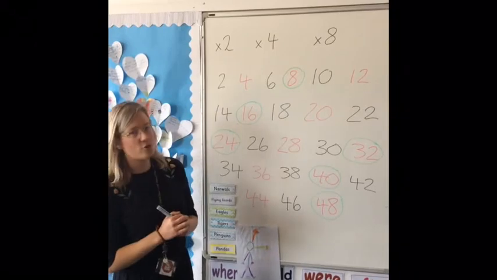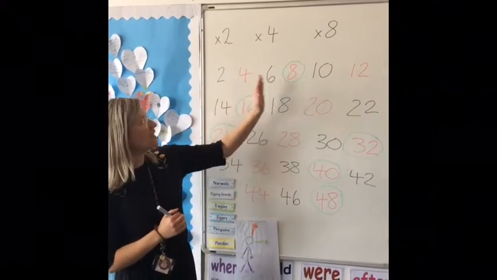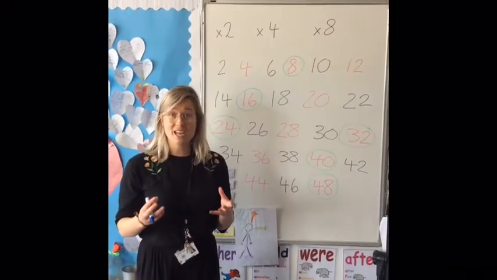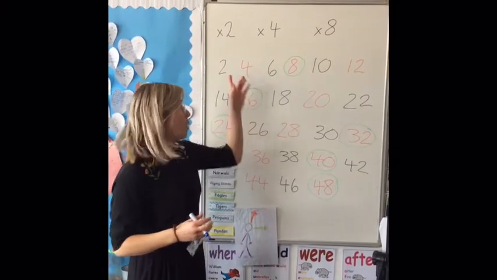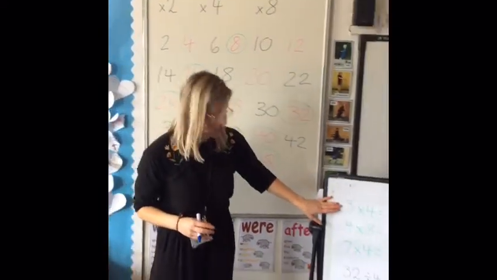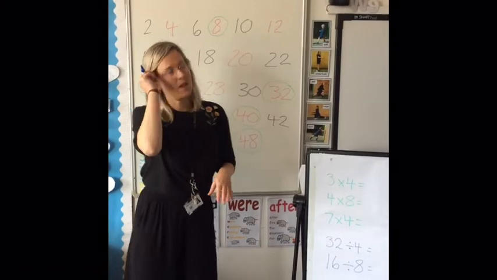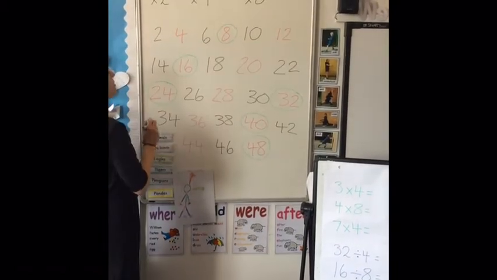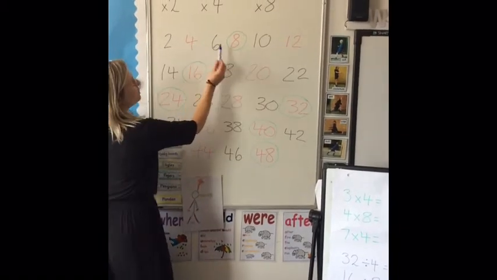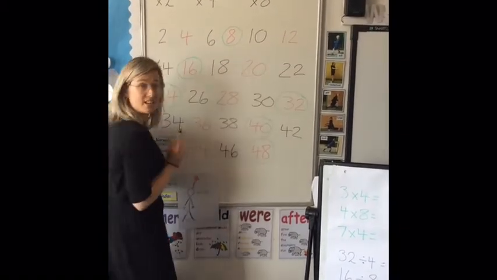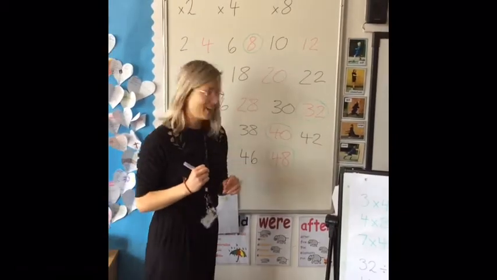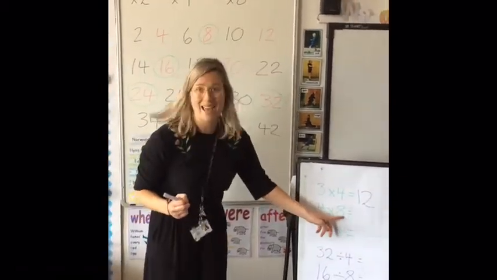On the board here I have got numbers for our 2s, 4s and now our 8 times tables. I have prepared some multiplication questions for us to give it a go with our technique. So our first question is 3 times 4. I'm going to use my board and I'm going to count up in my 4s 3 times. So 1, 2, 3. 3 times 4 is 12.